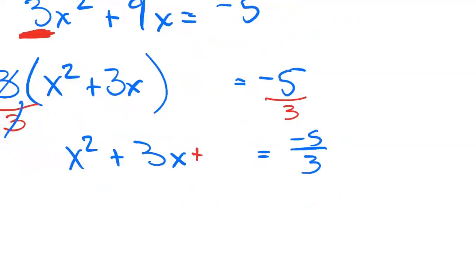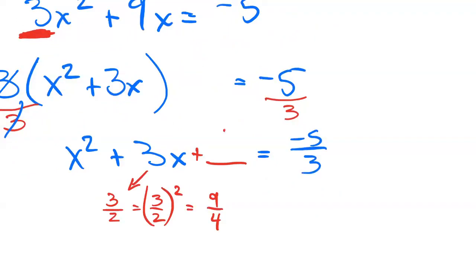Now I do that same process. What do I need to add in order to make this a perfect square? I take the 3, I divide it by 2, leave it as a fraction, 3/2, do not use decimals, and then I square it. 3/2 squared, 9/4. Because I add 9/4 to the left-hand side of the equal sign, I need to add 9/4 to the right-hand side of the equal sign.